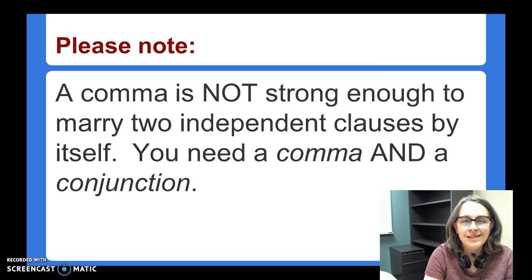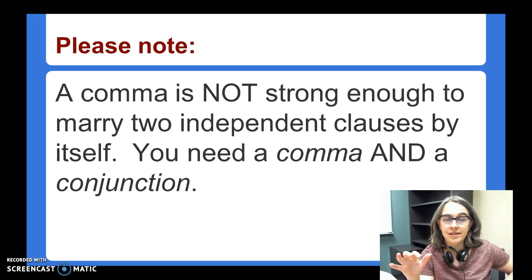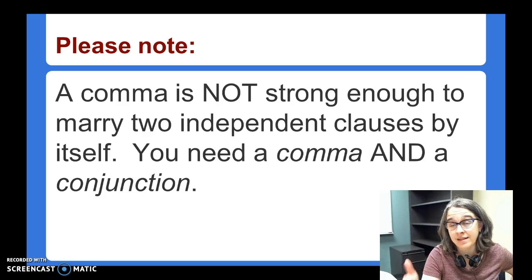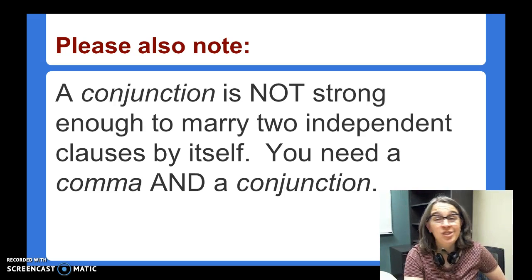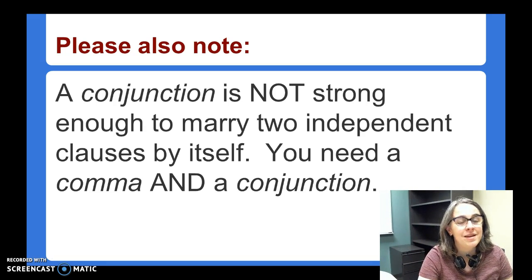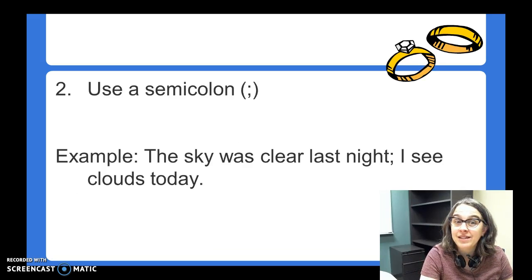So the comma is not strong enough to separate those two independent clauses on their own, right? Go back to our example of I ran, I fell. The comma is not strong enough to separate those two independent clauses. I ran, comma, so I fell. I ran, comma, and I fell. Those would work. The conjunction by itself is also not strong enough to marry those two independent clauses, so again, it's comma and conjunction. The second way is to use a semicolon.